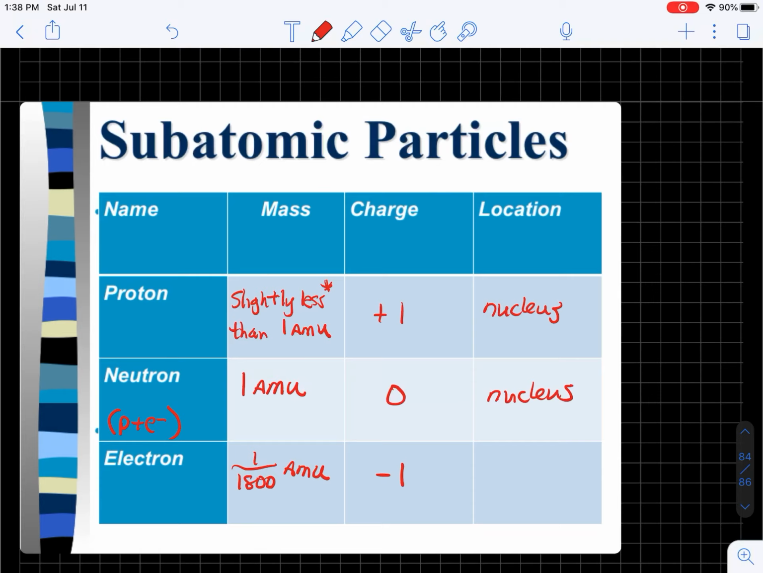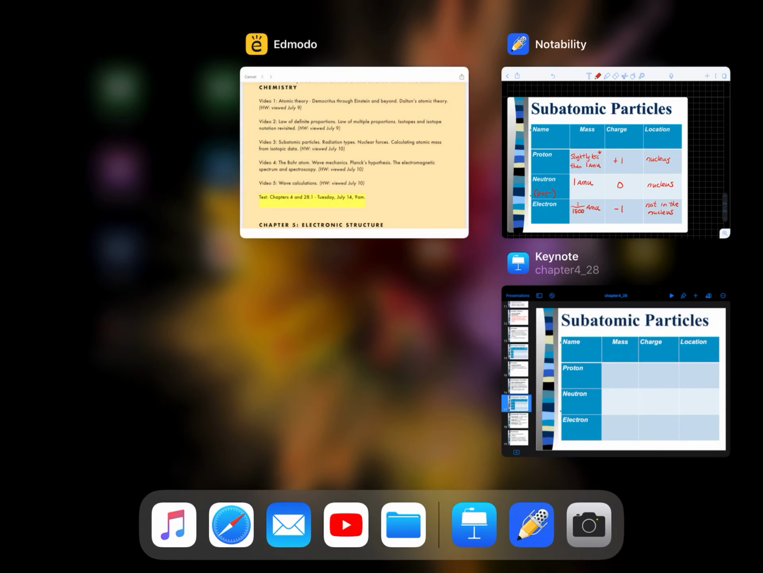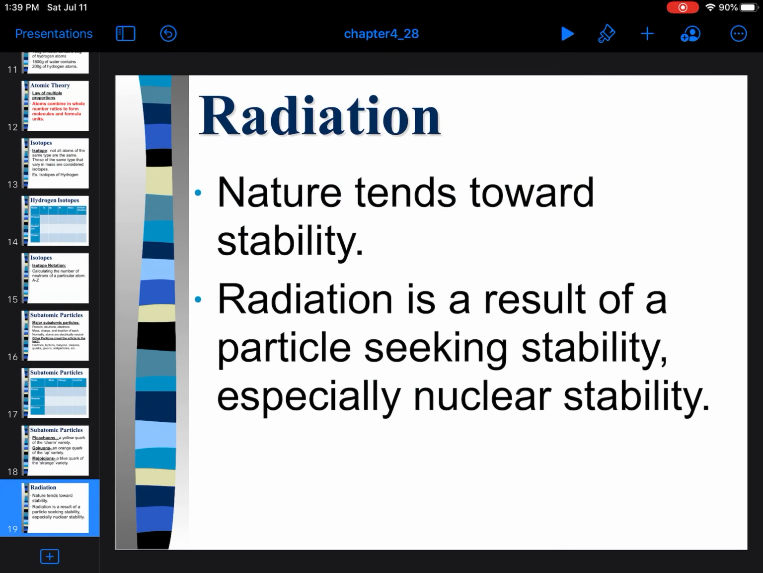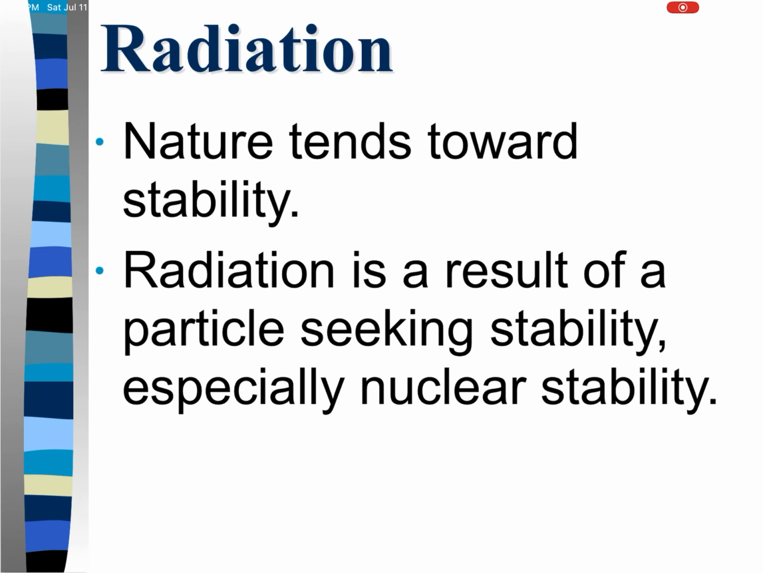Protons and neutrons are found in the nucleus of the atom, and you may have been taught that electrons are found in energy levels or orbitals, but for now, the only thing we're going to say about electrons is that they are not in the nucleus. That's where they are, not in the nucleus, because electrons do weird things. We're going to talk about electrons in chapter 5. So pretty easy chart for you to memorize, and again, a review of elementary school.